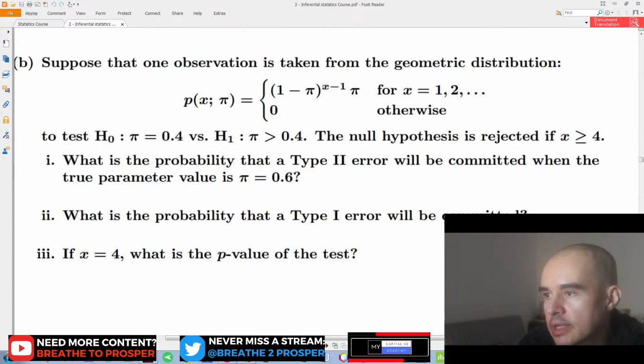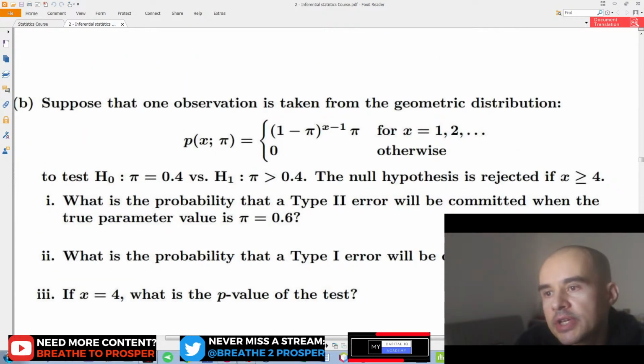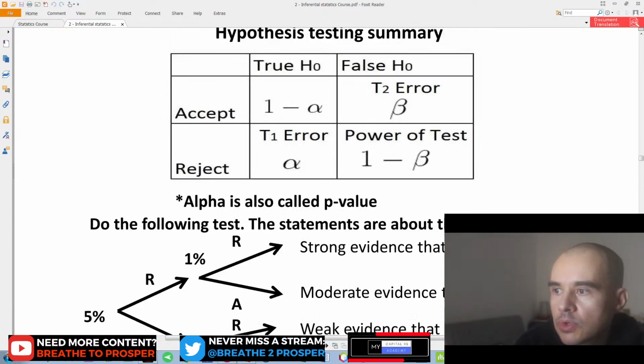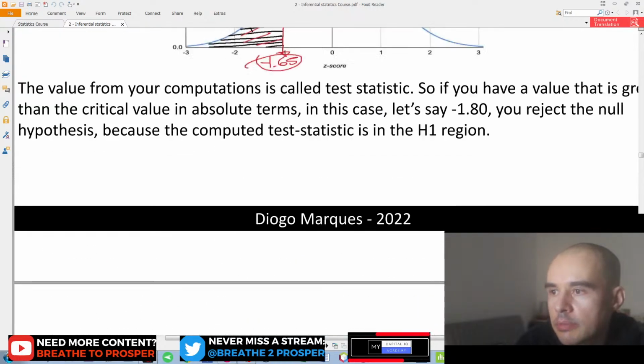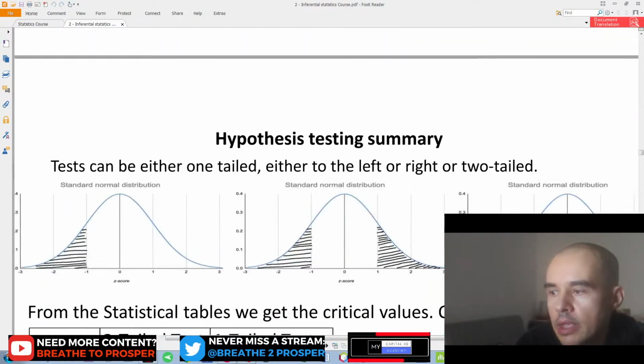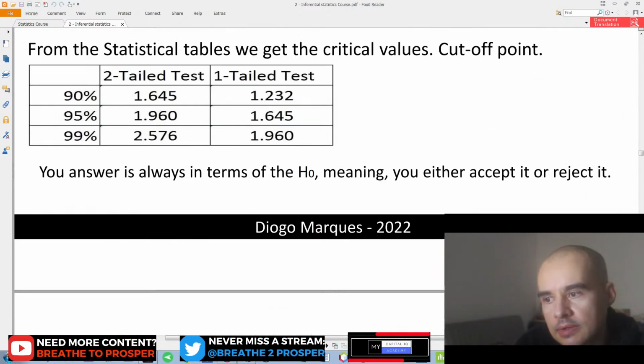So let's look at this example. Let's say you have an observation taken from a geometric distribution. So they're telling you that this is the distribution. We talked about this here before. So this is the distribution here, and 0 otherwise. And they're telling you specifically to test if the probability is 0.4, and then the alternative hypothesis is greater than 0.4. So you are in this situation. Let me show you here. You have a one-tailed test. Okay, this is what this means.